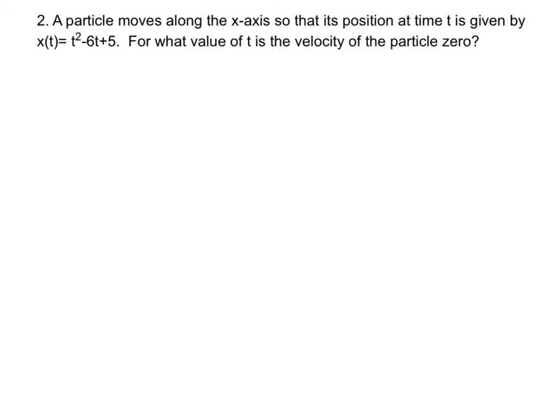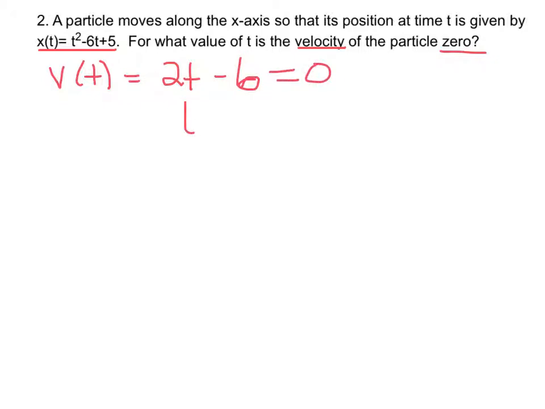All right, now this one gives you the position equation, and it wants the value of t for which the velocity is 0. So we need to find a velocity equation. So you're going to take v of t equals 2t minus 6, and we're going to set it equal to 0 because we want to know when the velocity is equal to 0. So we have t equals 3, which is choice C.